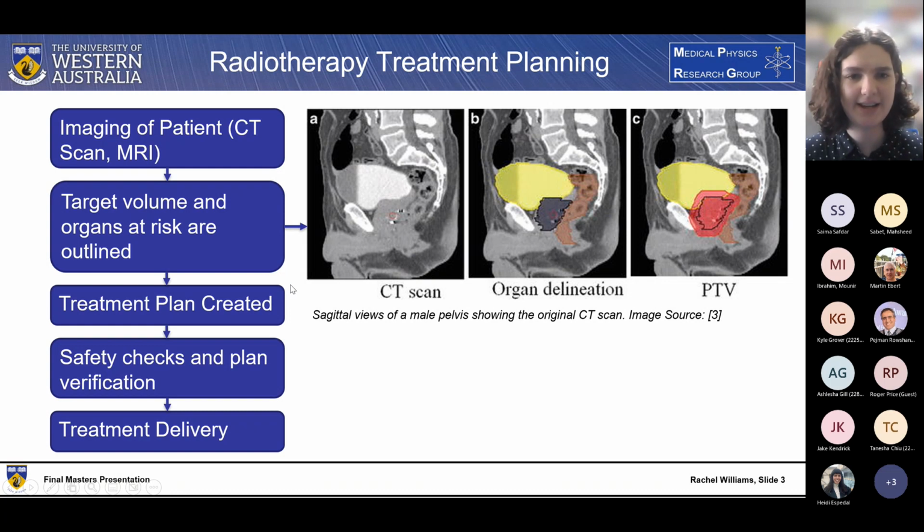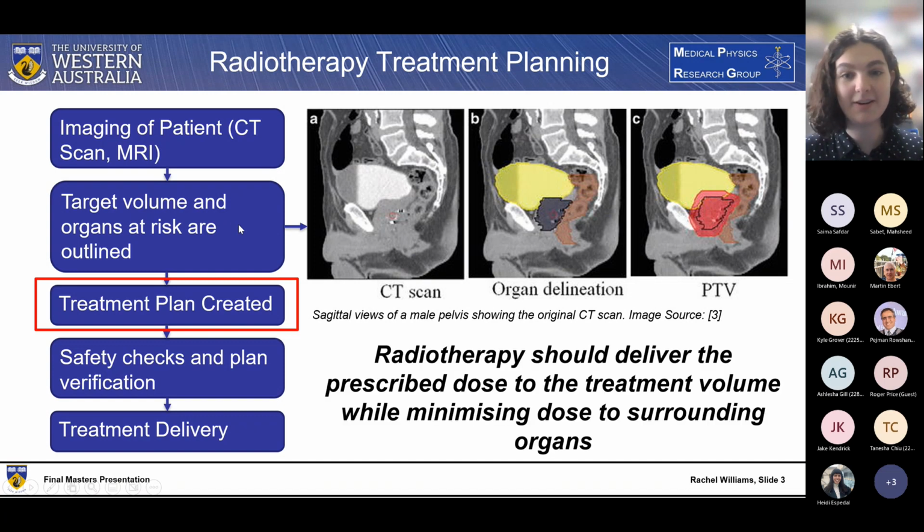Then the treatment plan is created. This is done in 2 stages. The first is the optimization stage, where the dose distribution is calculated, and then the dose to the patient is calculated. Then there are safety checks and plan verification before the treatment can then be delivered. In this project, we're focusing on the treatment plan creation stage of this process. And the goal of the whole process in radiotherapy is to deliver the prescribed dose to the treatment volume while minimizing dose to surrounding organs.